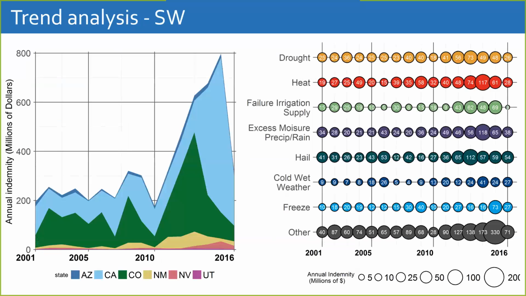So here we have annual indemnities by state from 2001 to 2016 for the Southwest. As you can see, California and Colorado comprise most of the region's indemnities due to the specialty crops and wheat grown in these areas respectively. So quite noticeable is the sharp increase in indemnities after 2010 during major drought in the region. The figure on the right breaks down annual indemnities by different causes of loss. And again, you can see the effect of drought after 2010 with increases in drought, heat, and failure in irrigation supply. And the size of the bubble indicates the size of the annual indemnity in millions of dollars. And so now we can ask the question, are there significant trends in these indemnities, either by state or cause of loss?